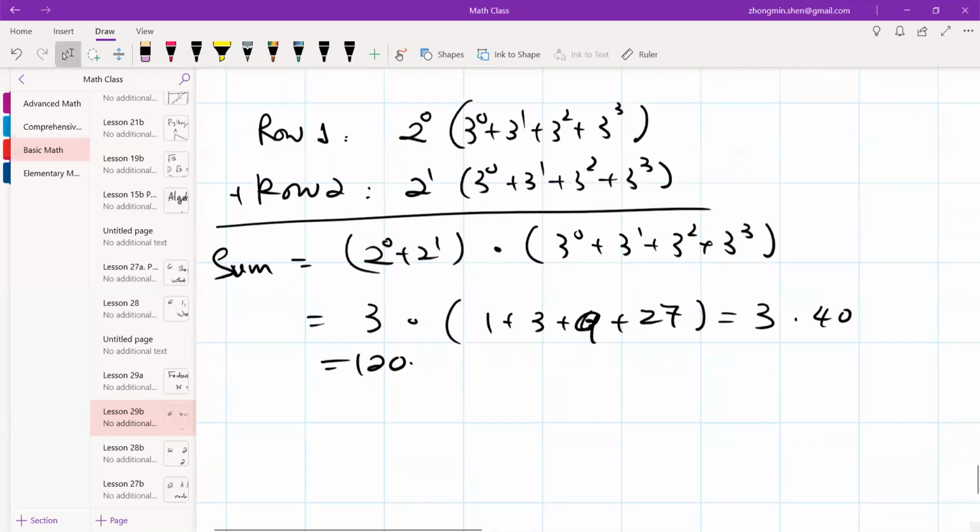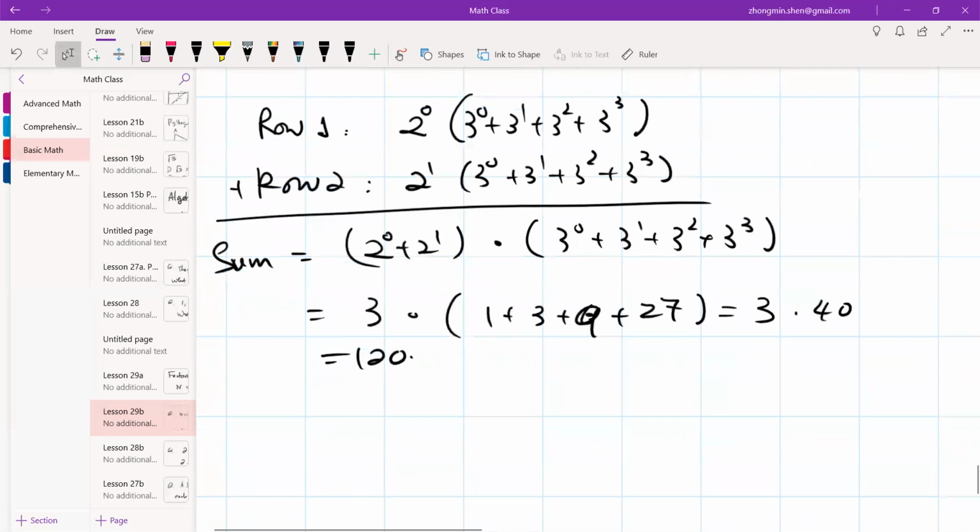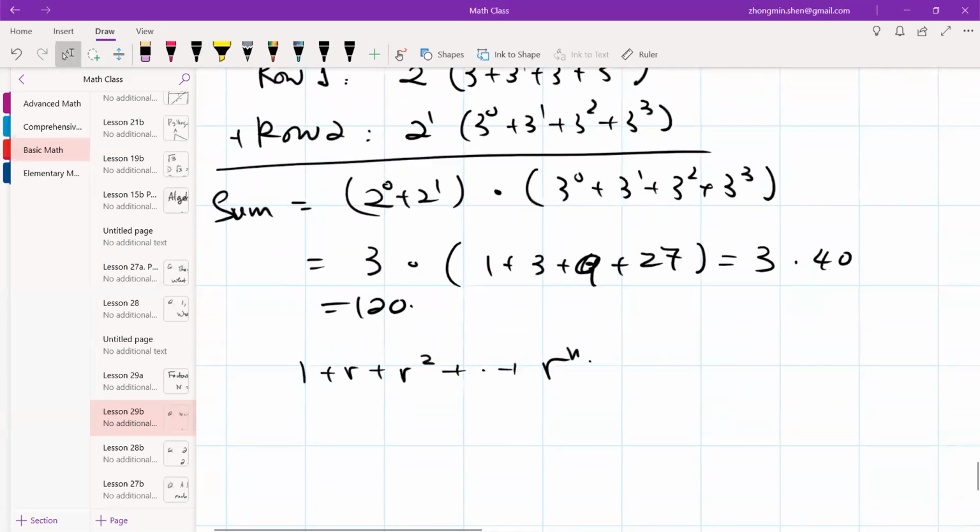Okay? So that leads to the following question. Are you able to add this many together? What is the sum of this? Okay, how to group them together?